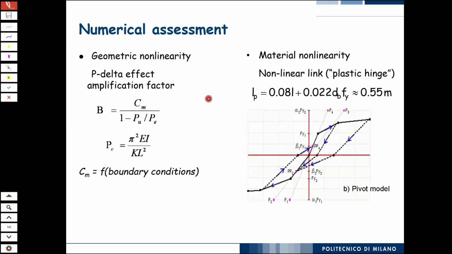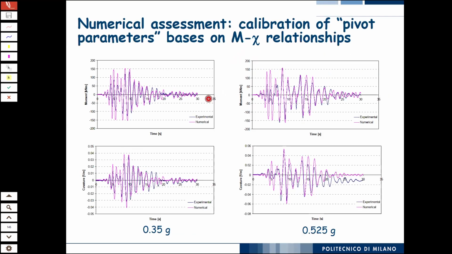And we embedded the plastic hinge length according to the results. This is the model, and we were able to simulate back more or less reasonably the response. There are foreseen, in some cases, some residual strains that we are not able to capture.